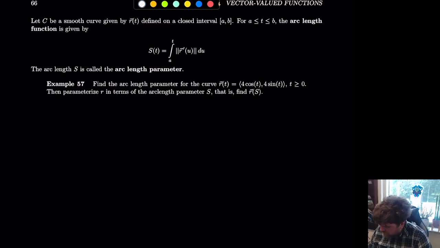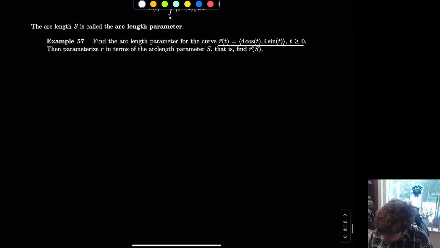It gives us the vector valued function r of t equals 4 cosine of t, 4 sine of t, for values of t greater than 0, and it asks to find the arc length parameter for that curve, and then parameterize the curve in terms of the arc length parameter s. Okay, so let's think through this. So the first thing we're going to do is find the arc length function.